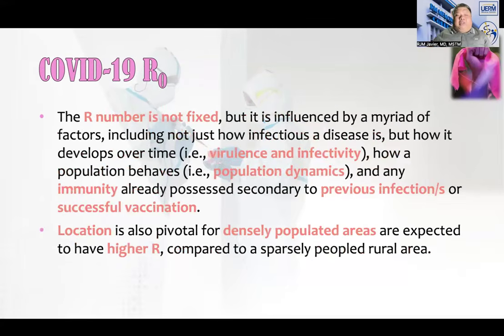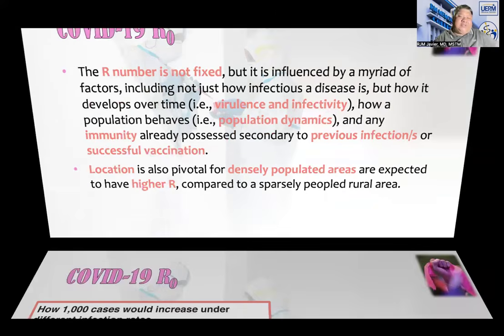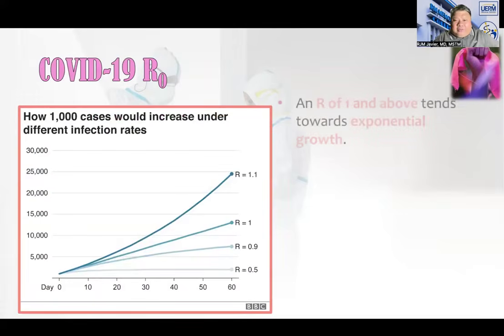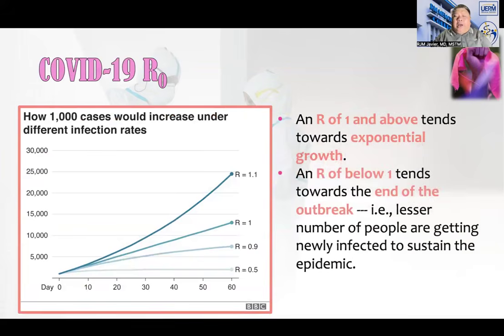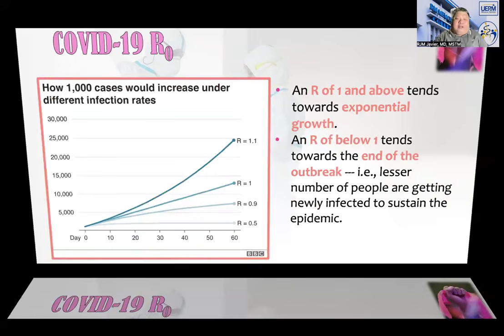So the R naught is not fixed. Over time, it changes based on the virulence and infectivity, and the population dynamics. Location is also pivotal when it comes to looking into the R. You expect the reproduction number to be higher in more densely populated areas. Now, an R of 1 and above would tend towards exponential growth, while an R of below 1 would suggest that we are nearing the end of the outbreak.